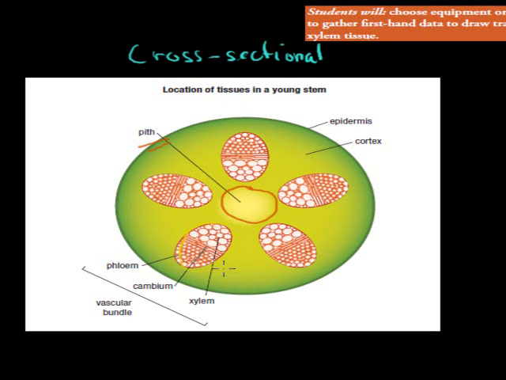And the bundle itself is made up of three parts. You've got your phloem on the outside of that bundle. You have your xylem on the inside of that bundle. And in the middle you have your cambium tissue, which is a tissue that can divide into either phloem or xylem. So remember that, you should be able to draw that.